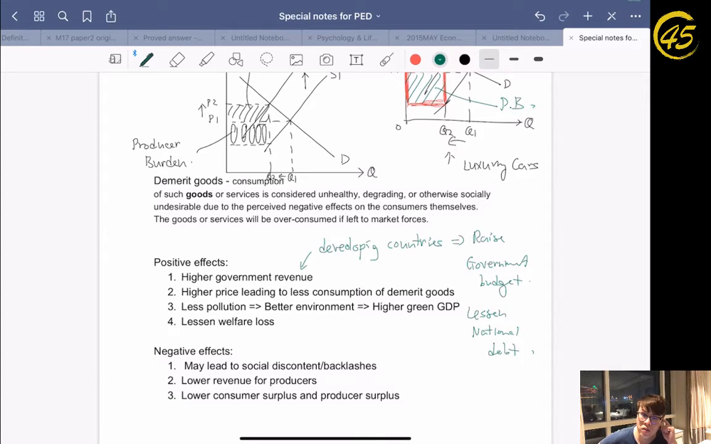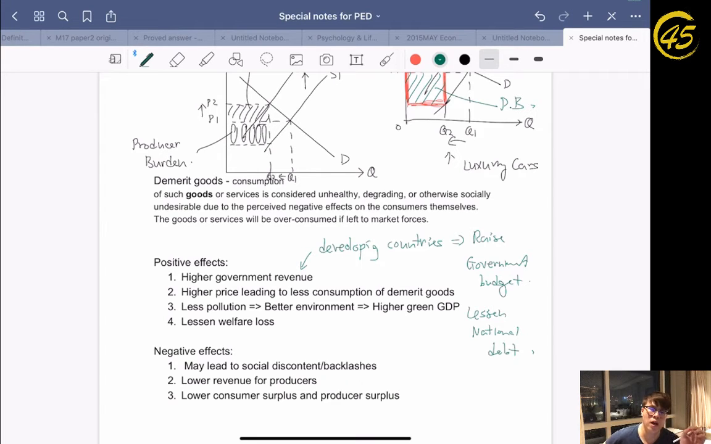Second, it leads to a higher price and thus less consumption of the demerit goods. We know that cars are demerit goods since they create noise pollution, air pollution, and also traffic. So we impose the tax, leading the price to be higher, and according to the law of demand, when the price increases the quantity demanded drops, and vice versa, ceteris paribus.